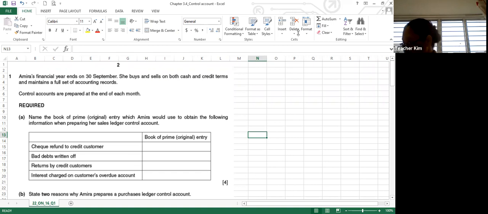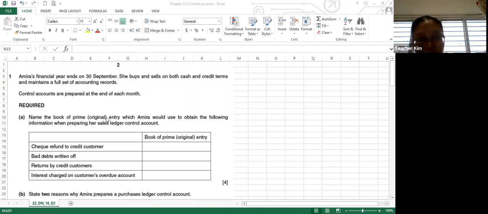Let's see. Question number 1. Let's see what they ask. So this is combining the basic topic, the basic topic of books of prime entry. Amira's financial year end is on 30th September. She buys and sells on both cash and credit terms and maintains a full set of accounting records. Control accounts are prepared at the end of each month.